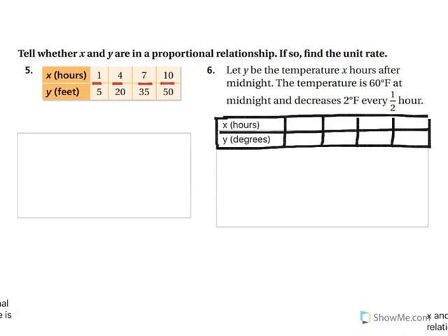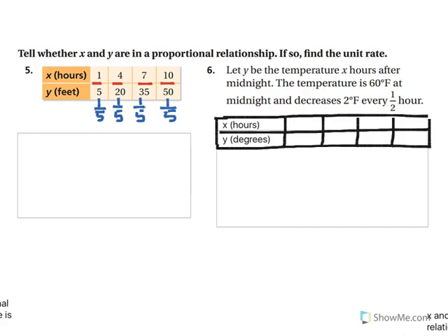1/5, 4/20ths, 7/35ths, 10/50ths. If I write these simplified, they need to all be the same to be a proportional relationship. Okay? So 1/5 is simplified. I can divide 4 and 20 both by 4, making this 4 divided by 4 is 1, 20 divided by 4 is 5. So far, so good. I can divide 7 and 35 both by 7. 7 divided by 7 is 1. 35 divided by 7 is 5. And finally, I can divide 10 and 50 both by 10. 10 divided by 10 is 1. 50 divided by 10 is 5.